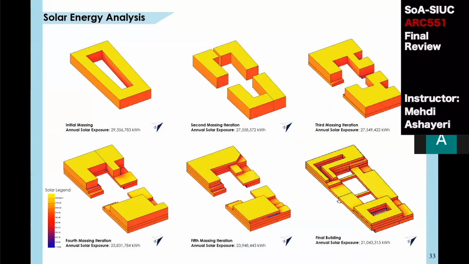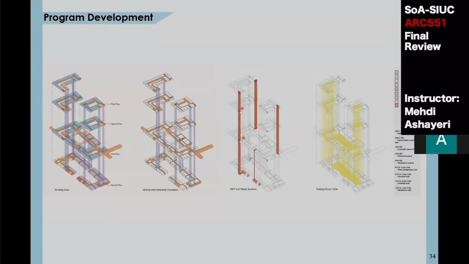There are massing iterations, as Kristel had discussed. We first started with basic massing forms, and thanks to the solar analysis study, we were able to move things around, push and pull, and iterate things to reduce our solar energy consumption until we got our final building form.